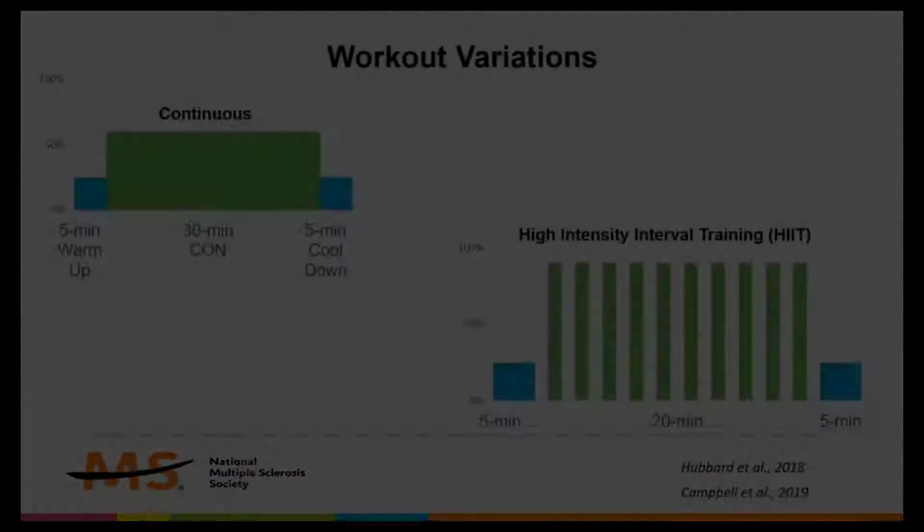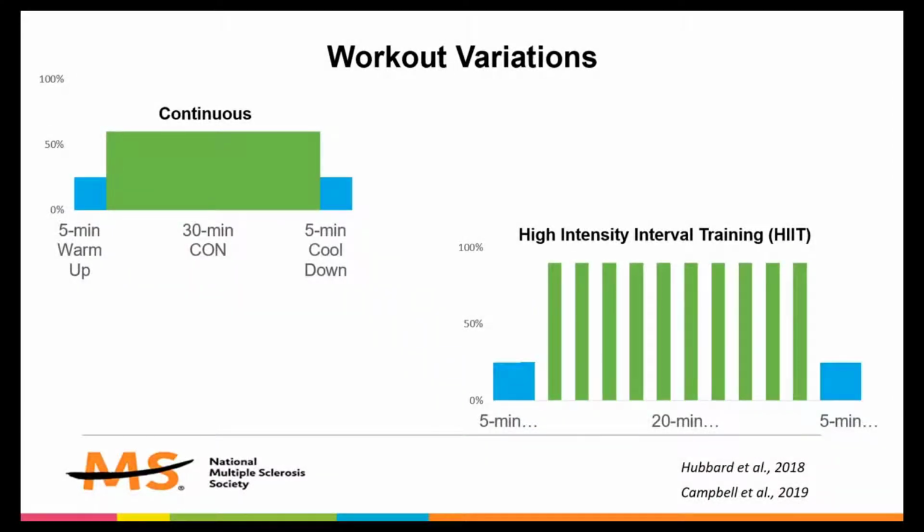When it comes to working with people living with MS, understanding the different training variations and formats will help you decide what makes the most sense for your clients' needs and abilities, taking into account their symptoms. These two charts show a continuous workout format with continuous moderate level of intensity with minimal rest, compared to HIIT training, short bursts of high levels of intensity followed by rest periods.